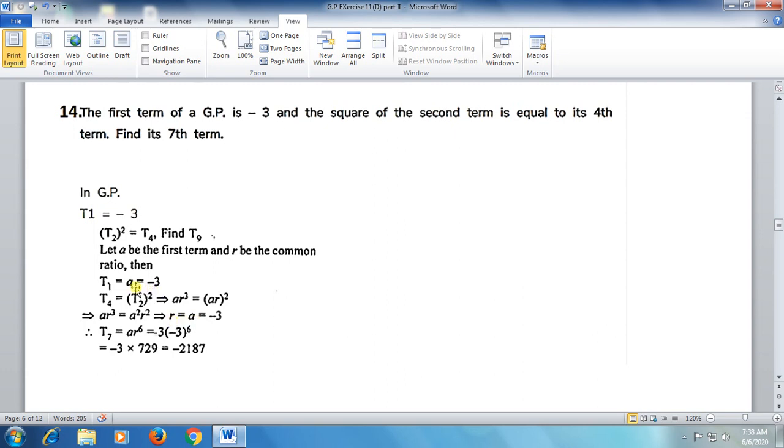We know that the value of A is minus 3. Hence the common ratio is also equal to minus 3. We need to find the value of the seventh term. T7 is equal to A into R to the power of 6. Substitute A as minus 3 and R as minus 3. Then the value of the seventh term will be equal to minus 2187.